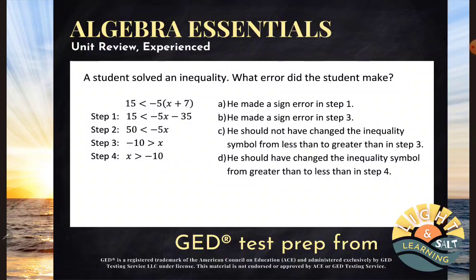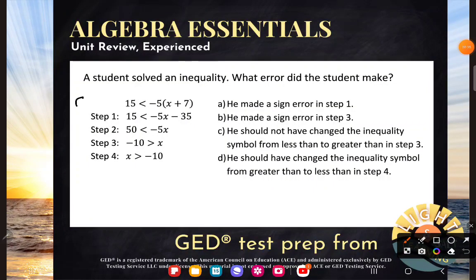All right, so it says a student solved an inequality. What error did the student make? Now, I spelled out the errors this time. He made a sign error. He should not have changed the inequality symbol from less than to greater than. So let's look at these one at a time rather than just trying to stare at the inequality itself over here to see what I noticed wrong.